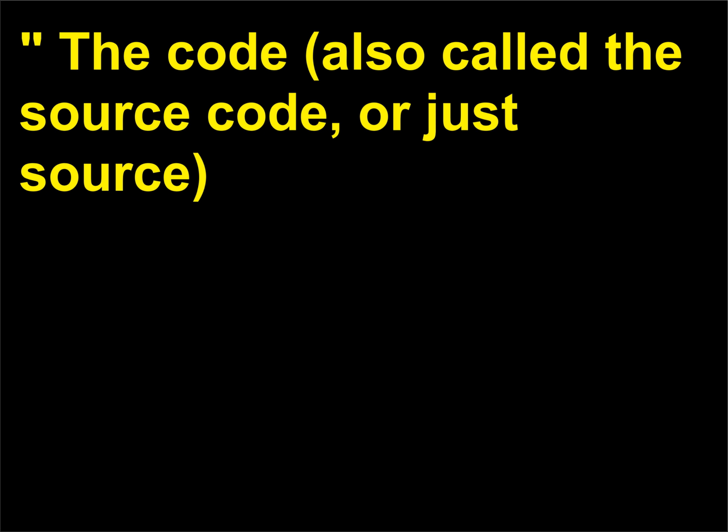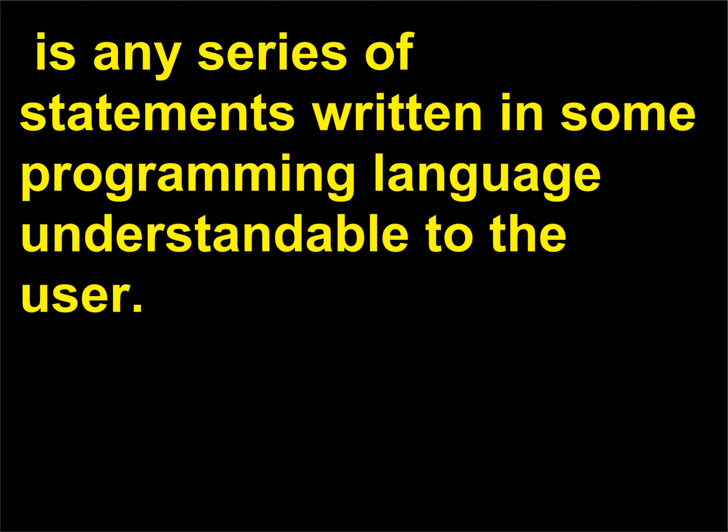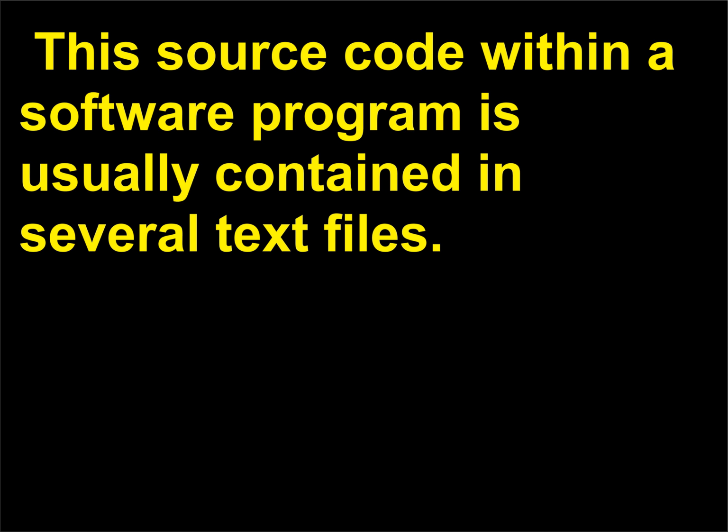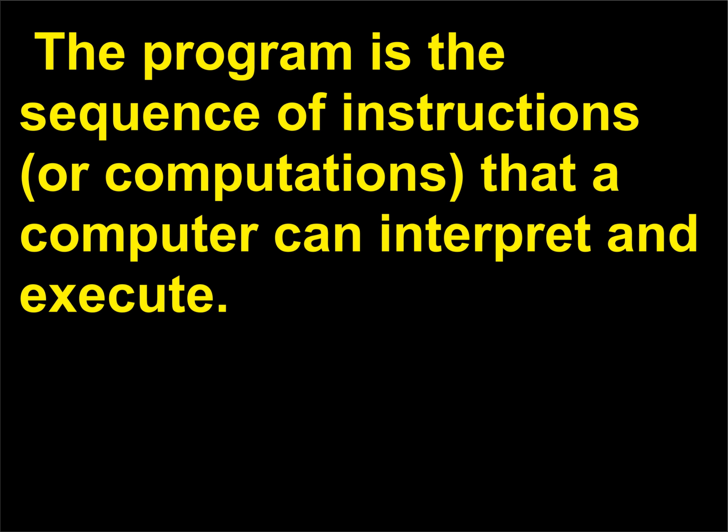The code, also called the source code, or just source, is any series of statements written in some programming language understandable to the user. This source code within a software program is usually contained in several text files. The program is the sequence of instructions, or computations, that a computer can interpret and execute.